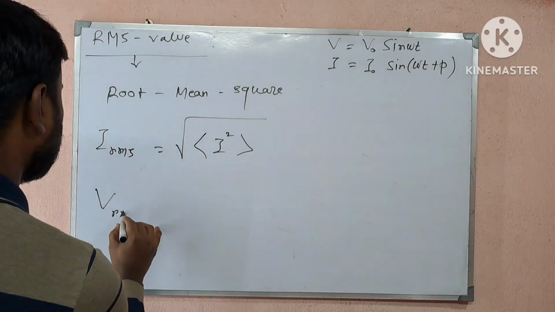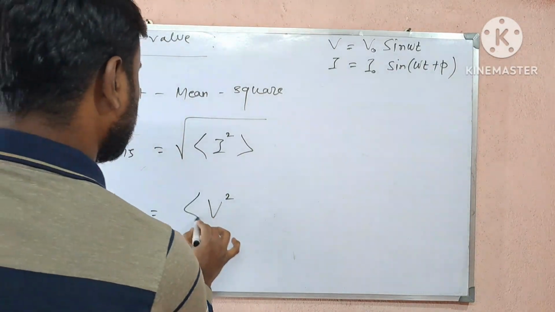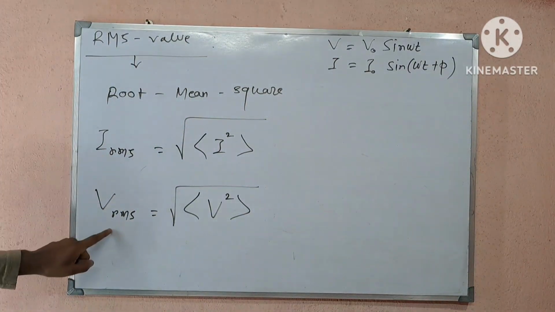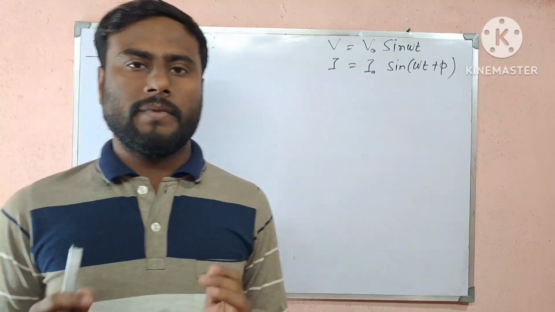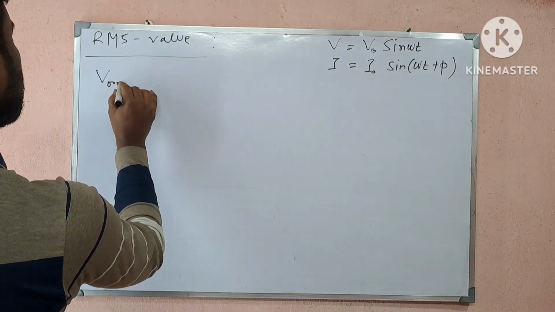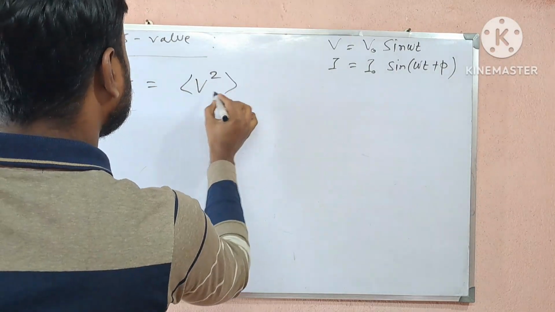Similarly, what we can write for VRMS, that will also be square of V voltage, then you have to take the average, then square root. So this is the RMS value of current, this is the RMS value of voltage. Now we will calculate the RMS value of voltage. VRMS is equal to square of voltage, then mean, and then root.